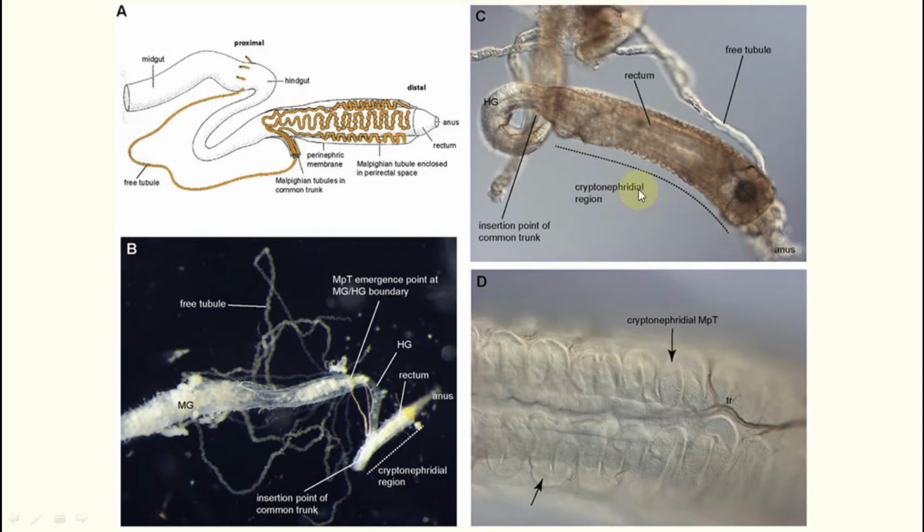This region is known as the cryptonephridial region, where it will be interwoven like this. Here you can see the cryptonephridial region. Getting my point? You see this Malpighian tubule is attached here. That's why this interwoven region is known as the cryptonephridial region. Clearly understood?